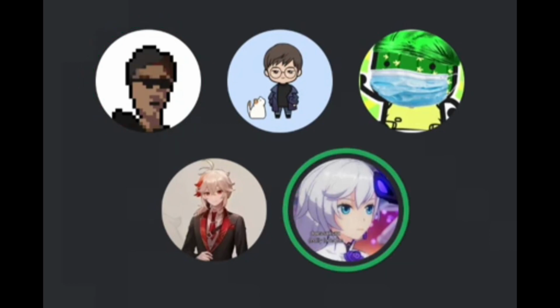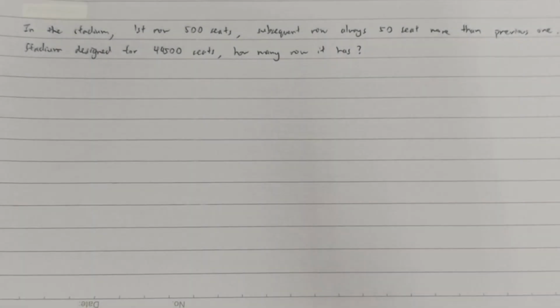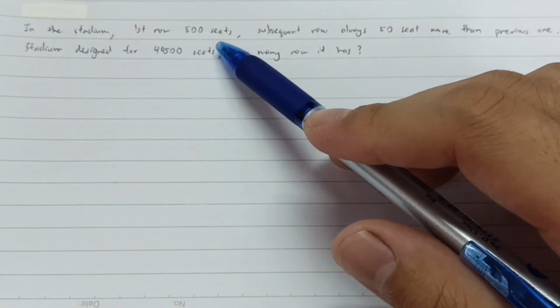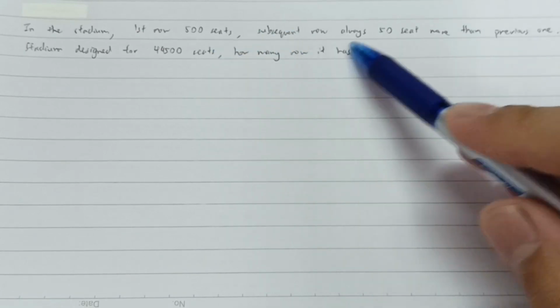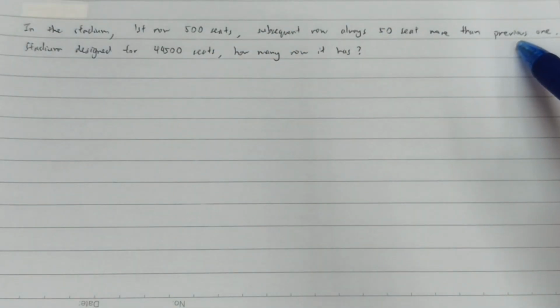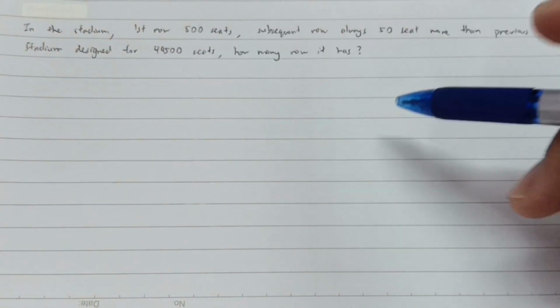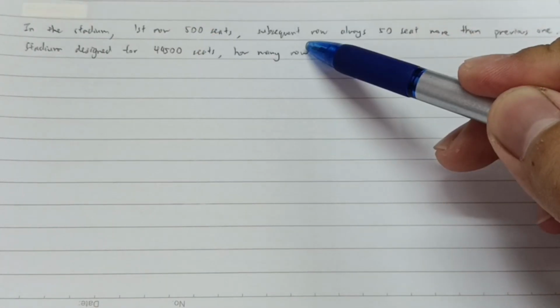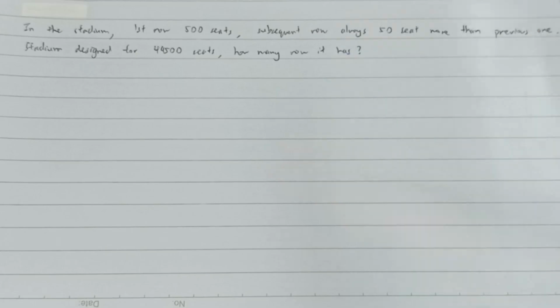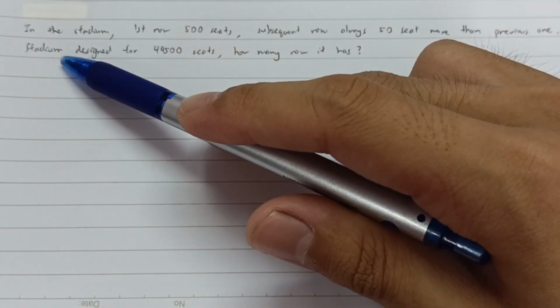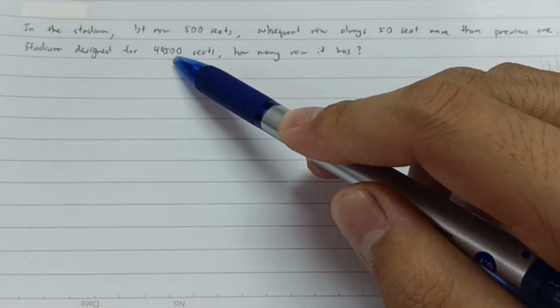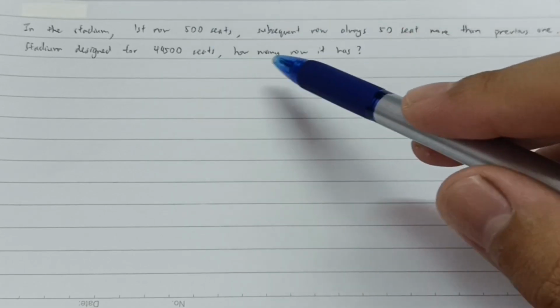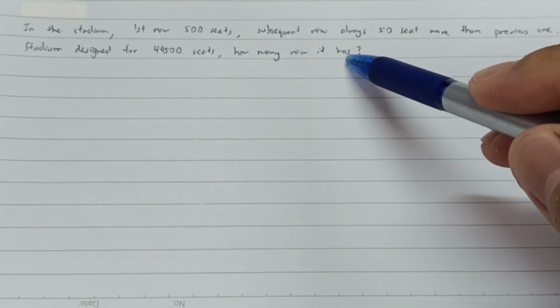Don't worry, I got the exact video for you guys. Let me share my screen. Alright, so for this question, in the stadium, first row, there are 500 seats. So every subsequent row always has 50 seats more than the previous one. So the situation is first row 500, then the second row will be 550, then third row is 600, and so on. So now they're given that the stadium is designed for 49,500 seats. So they want us to find how many rows it can be.